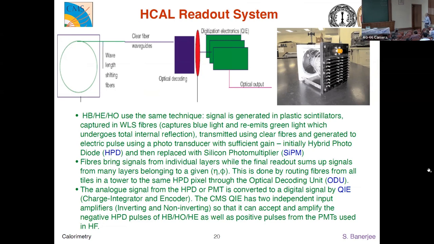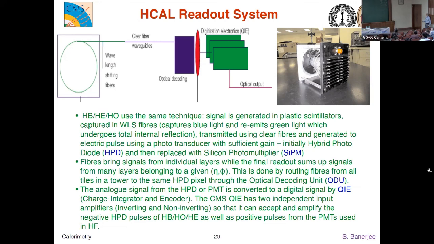The analog signal from the HPD PMT is converted into a digital signal by a charge integrating encoder, and the CMS QIE has two independent input amplifiers, so that it can accept and amplify the negative HPD pulses as well as positive pulses from the PMTs used in HF. So I think we have a unique design for the QIE.